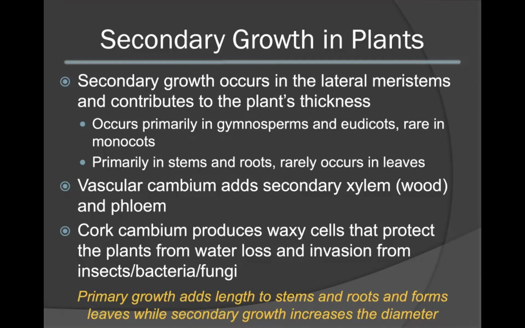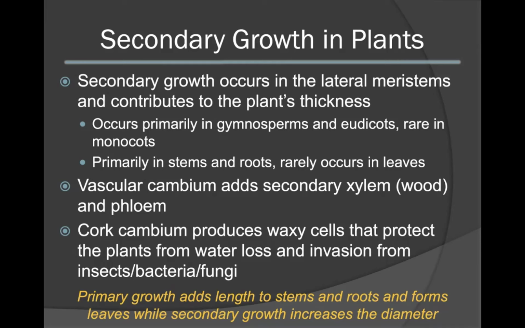The secondary growth in plants usually occurs in the lateral meristems, and remember it contributes to the overall plant thickness. Secondary growth occurs primarily in gymnosperms and eudicots and is very rare in monocots. In addition, secondary growth occurs in the stems and roots and rarely occurs in the leaves. The vascular cambium adds the secondary xylem and phloem, while the cork cambium produces the waxy cells that protect the plant from water loss and also help to protect from invasion by insects, bacteria, as well as fungi.